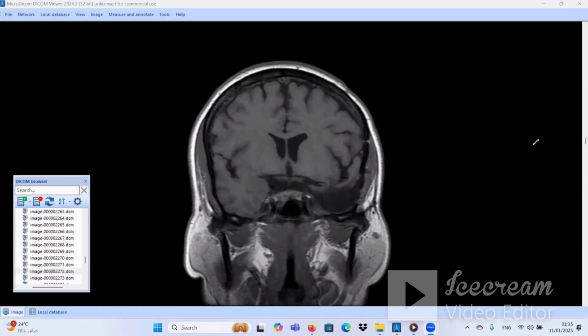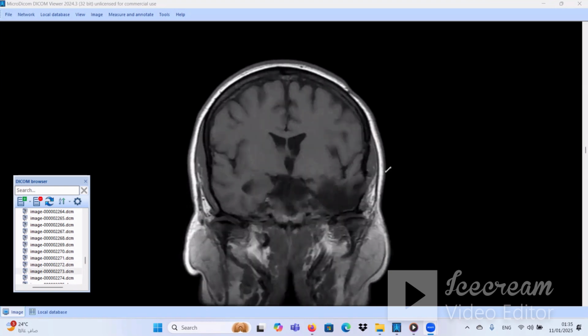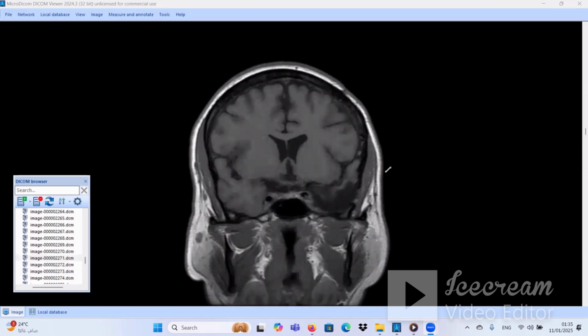Our last case today, this patient is an old patient. He presents with recent onset of epileptic fits. And after reviewing the case, we discovered that the patient had an operation on the left side. We have here a left side craniotomy flap. That means the patient had an operation before.